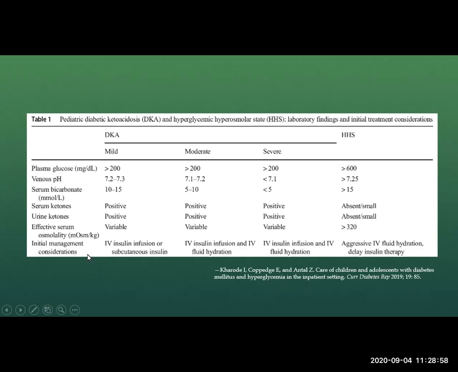And the difference in management is that you don't start with the insulin until you've corrected the hydration. That's the main thing. Because if you give insulin at this point, the high blood sugar is really what's maintaining fluid intravascularly. And so if you give insulin and drop the blood sugar too quickly, you can actually cause intravascular collapse and make the problem even worse. So the idea is to correct their dehydration before starting insulin.